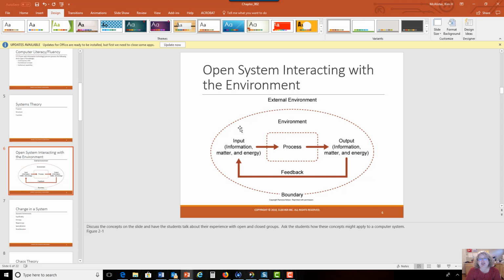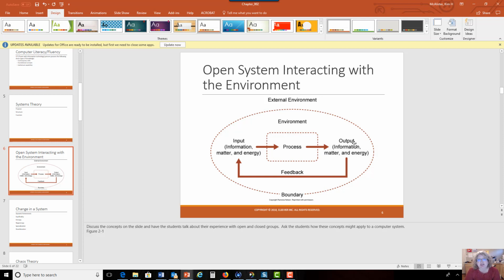And this is just a depiction of an open system that interacts with the environment. Here you have the environment of the system. Here you have the external environment. And you see that these lines are broken, which means that energy or objects, people, things can move in and out of the environment. So you have your input, which could be your health information, your admission assessment, it could be the medication list, and then you have a process for how that's going to be put into the system and what's going to happen to it.